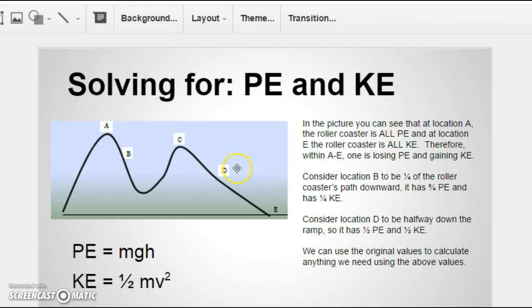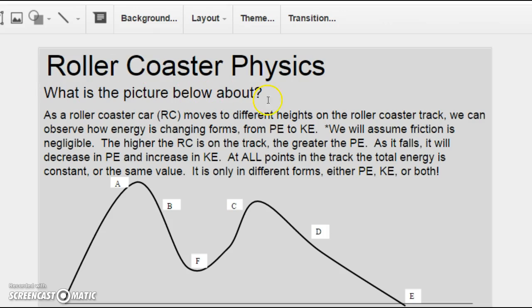Consider location D to be halfway down the ramp. So it has 1/2 PE and 1/2 KE. And we can use the original values of PE at A to help calculate anything we need using the above values. So we'll get some practice with this. So what is the picture about?